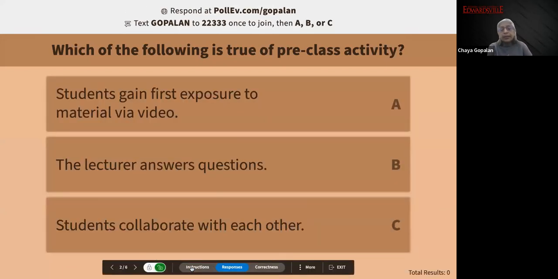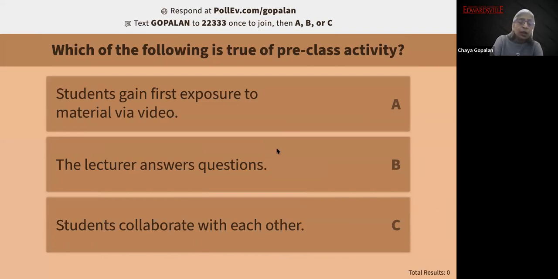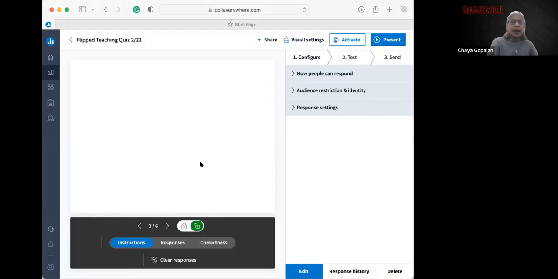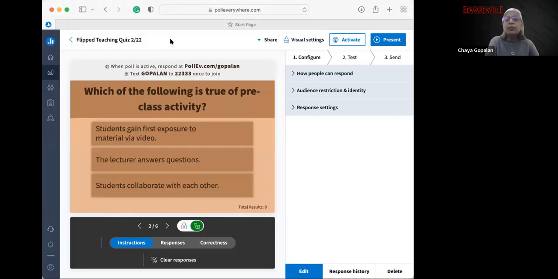So now, because you may not be logged in and you may not have a texting option, I'm not going to use this approach. This is what we call Poll Everywhere. There are many other applications similar to this. So I'm going to stop sharing this, and I'm going to go back.